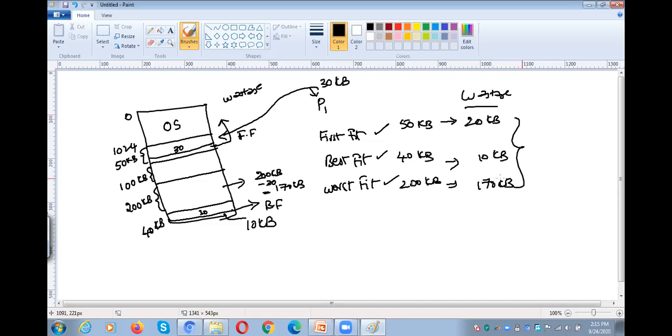So among these three techniques, best fit is the good technique for allocating memory to a process.